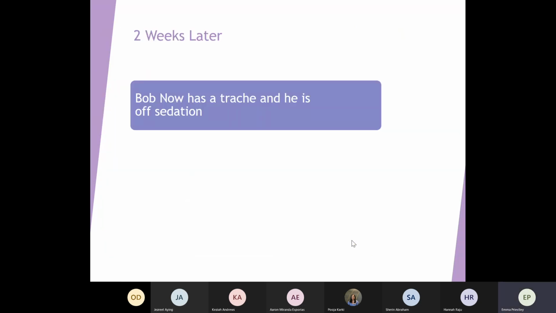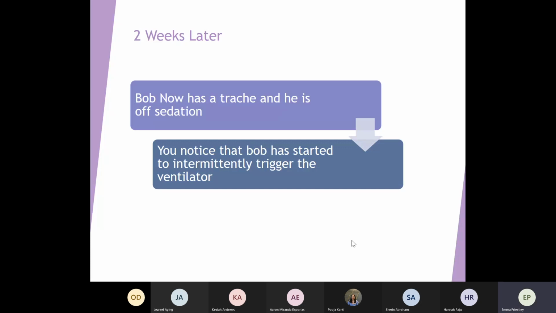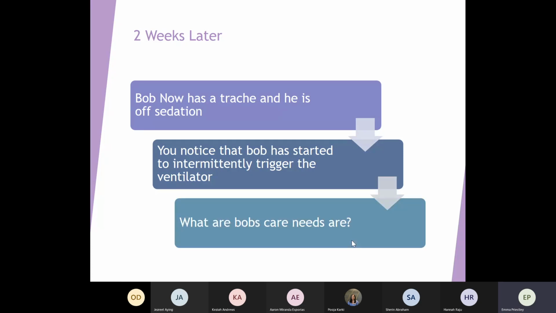So 2 weeks later, Bob has his trachea and he is off sedation. You noticed that he started to trigger the ventilator, so he started to try and breathe. So 2 weeks on, we've got a little bit of breathing going on from Bob. So what do you think Bob needs now? Or what are we thinking about with Bob? Weaning, yeah, we're thinking about weaning.